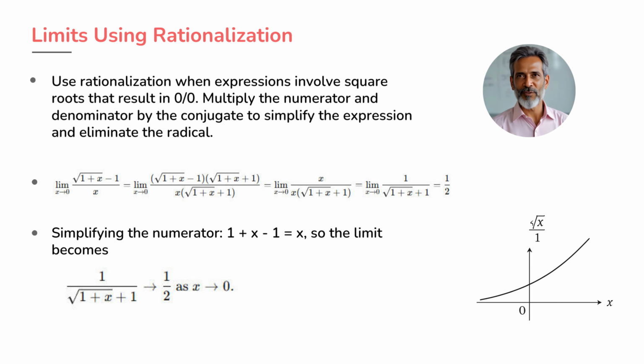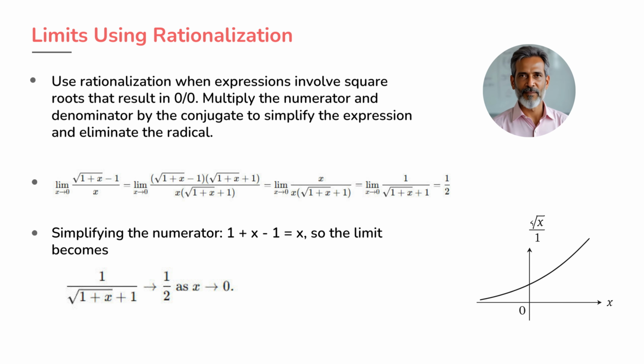Now, what if the function involves square roots, leading to that tricky 0 divided by 0 situation? We use rationalization, a trick where we multiply numerator and denominator by the conjugate expression, which helps simplify the surd terms. Consider this example. The limit as x approaches 0 of the function square root of 1 plus x minus 1 divided by x.